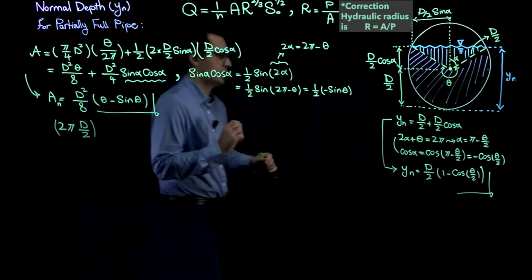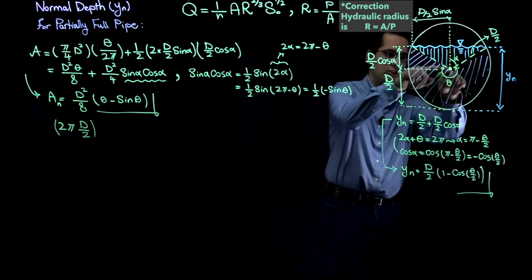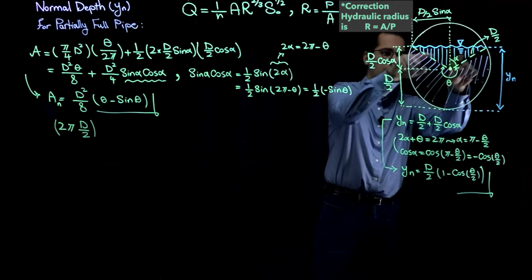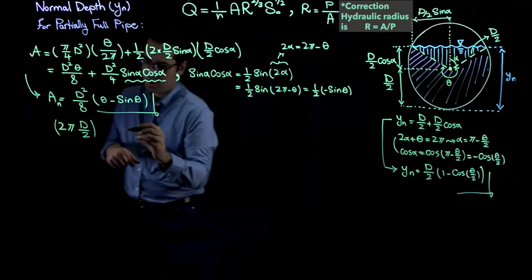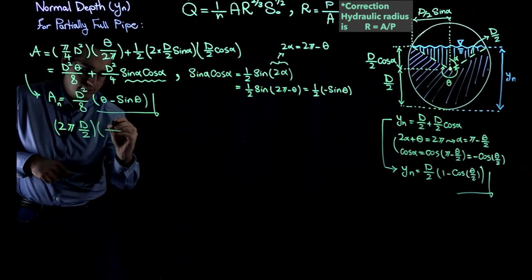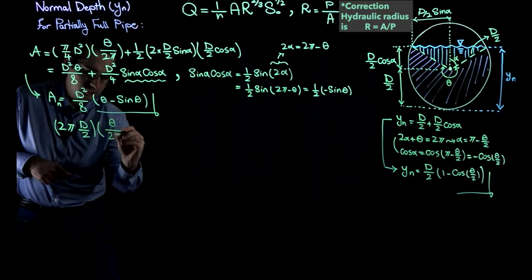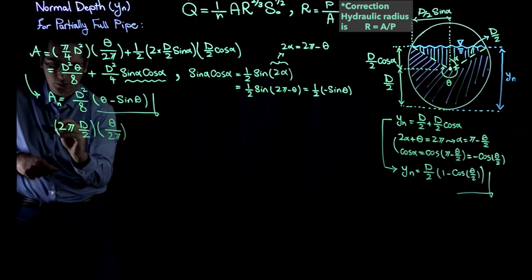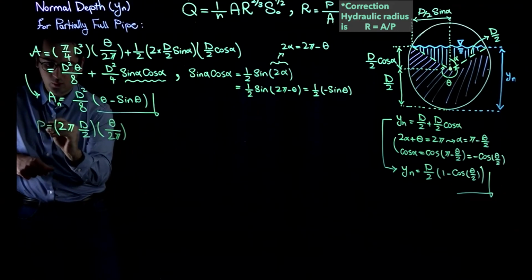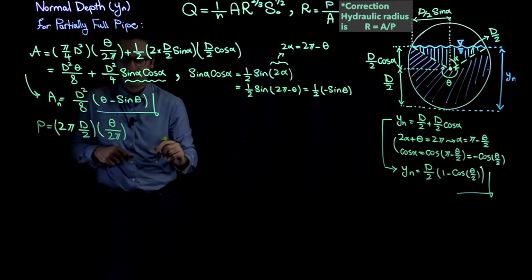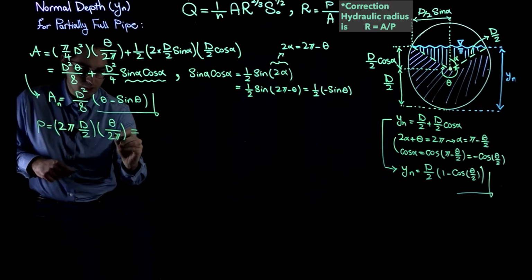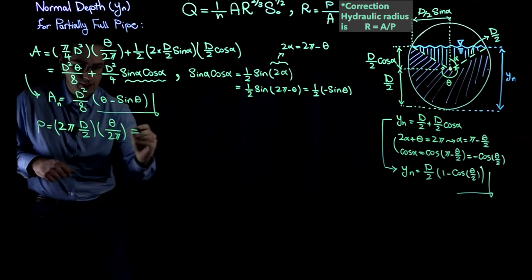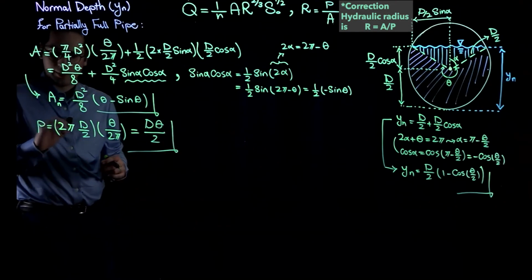But are we looking for the entire circle or just a portion of it, a chunk of it? We're looking at only this chunk, right? And that chunk is theta over 2 pi, right? Okay, so this would be the wetted perimeter that we are looking for. And this 2 pi will cancel out with this one.